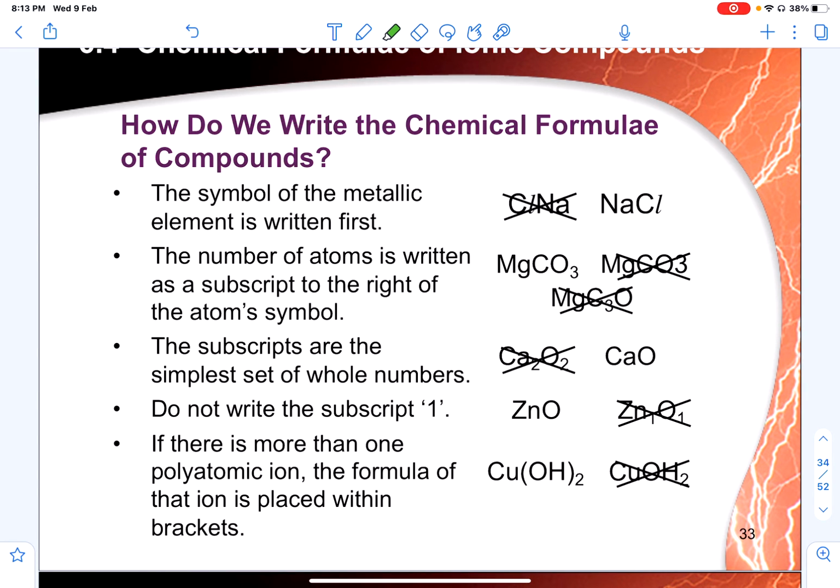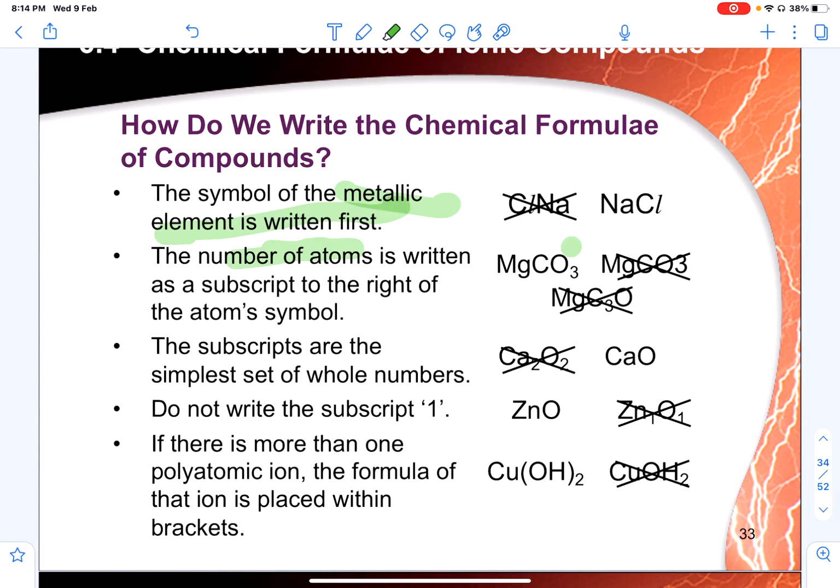For the symbol wise, we tend to put the metal first, then the non-metal. The number of atoms for the specific atom, we tend to put a small 3 at the bottom right hand corner. One very common mistake is students tend to put at the top. Now, when do you put at the top? When do you put at the bottom? At the top is only for the charge. Okay, top means the superscript here. It's only for the charge. 3 is not the charge. 3 is the number of atoms that the chemical formula has.